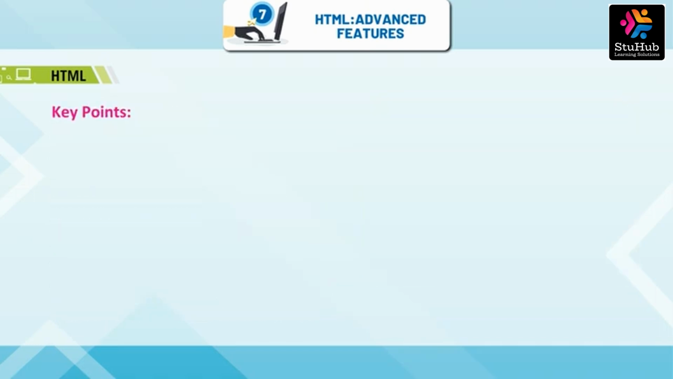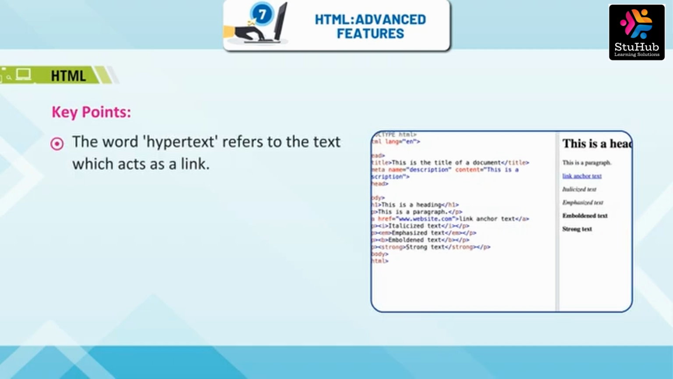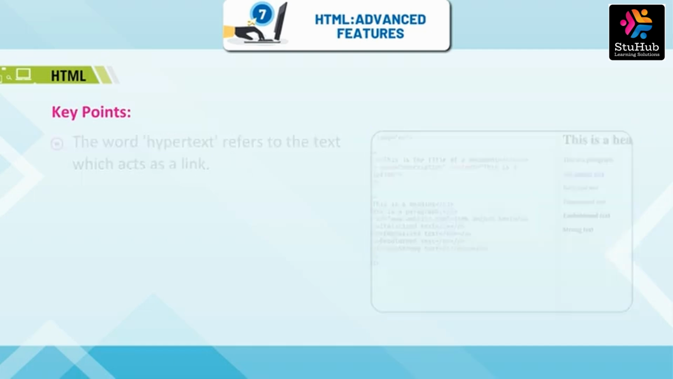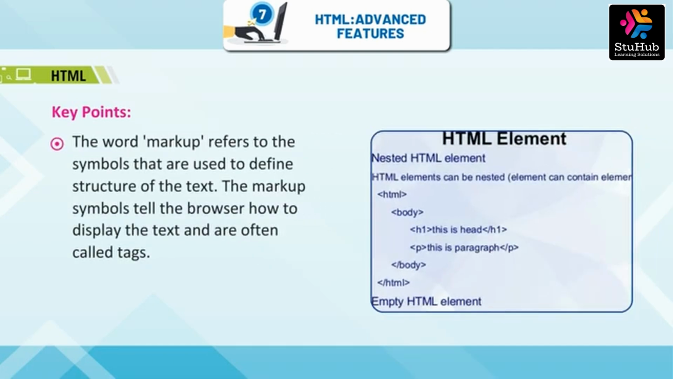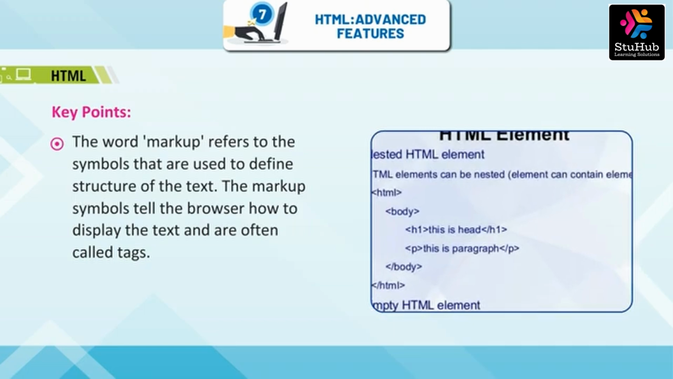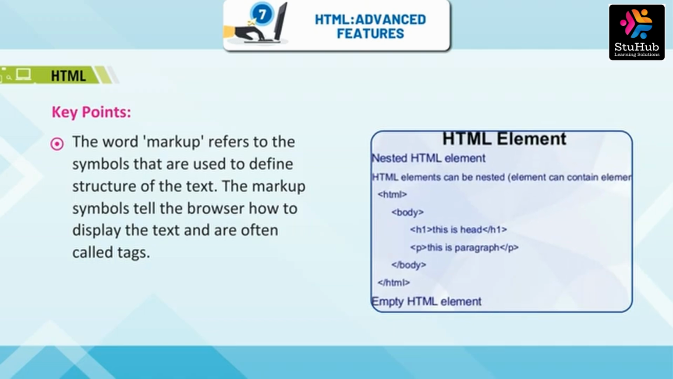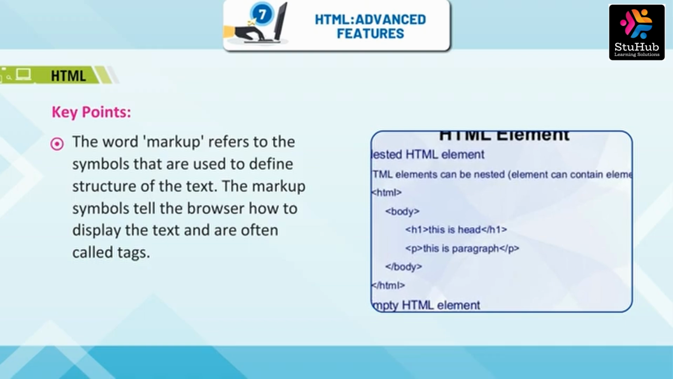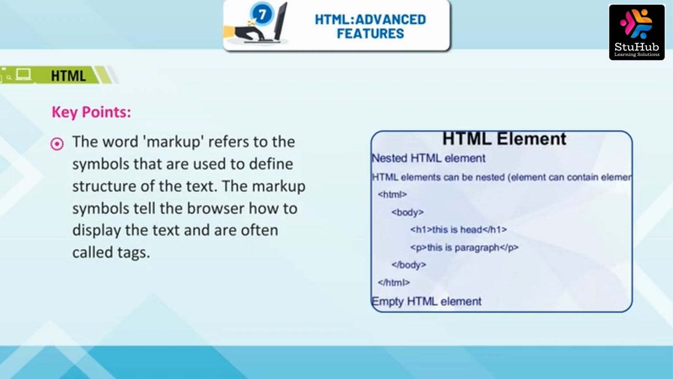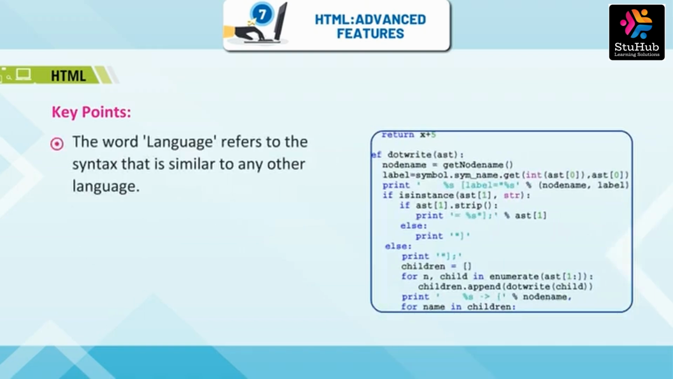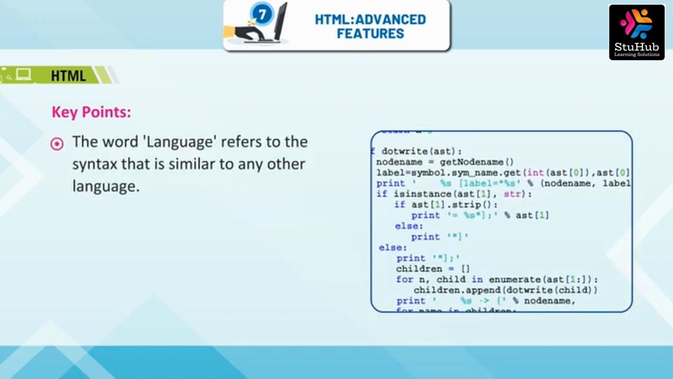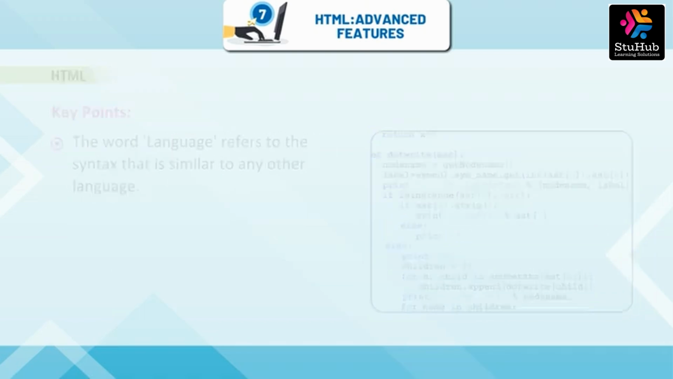Key points. The word hypertext refers to the text which acts as a link. The word markup refers to the symbols that are used to define the structure of the text. The markup symbols tell the browser how to display the text and are often called tags. The word language refers to the syntax that is similar to any other language.